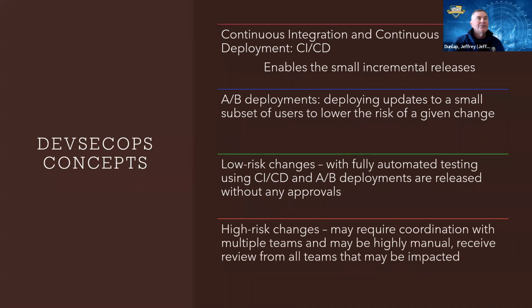High risk changes may require coordination with multiple teams, right? This is like, let's stop. This is a high risk change. It could affect things. Let's make sure we do a deliberate look at this, and it may be highly manual. That's okay. And receive review from a lot of different people before we can release this stuff.